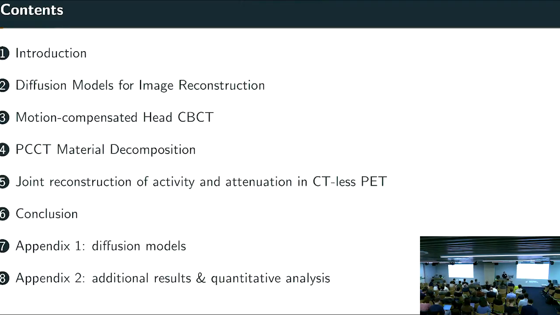So I'll start with a quick introduction on PET and CT reconstruction, then I will introduce diffusion models for image reconstruction, and then I will present all three applications: motion compensated head CBCT, PCCT material decomposition, and joint reconstruction of activity and attenuation in CT-less PET.